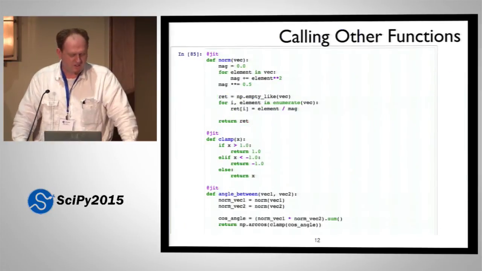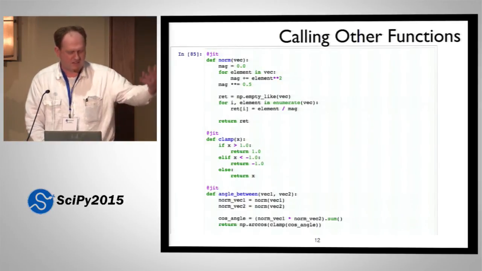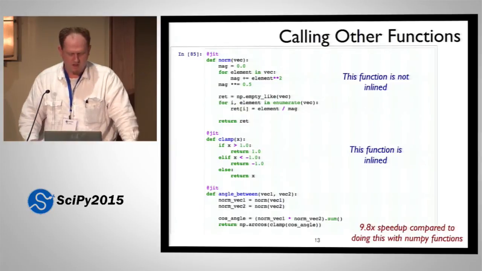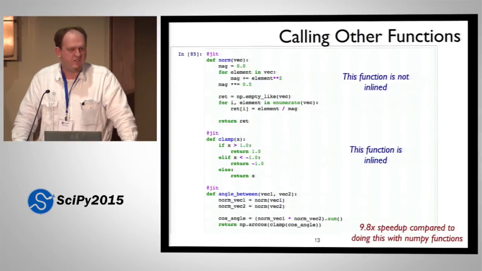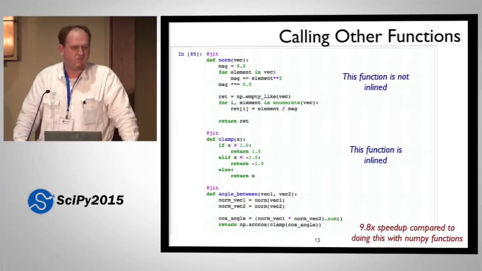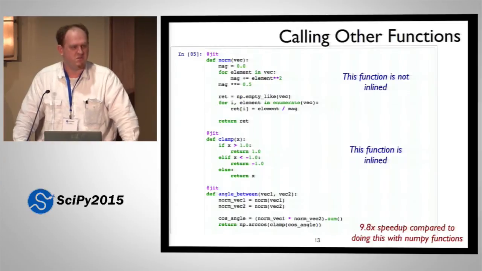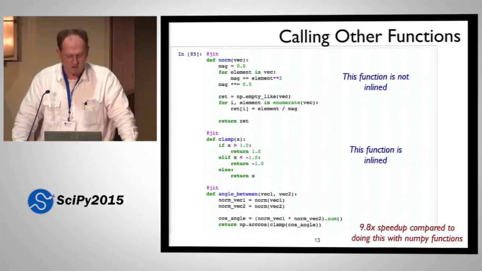You can call other functions. You can decorate several functions with JIT, and in this case I left off nopython mode equals true, but I can assure you these all compile in nopython mode. And what we do is that we actually give LLVM the information required to decide whether to inline it. So those of you from C compiler land, you know that inlining can be a very powerful tool when you have a simple function to just insert it into the body of your code.